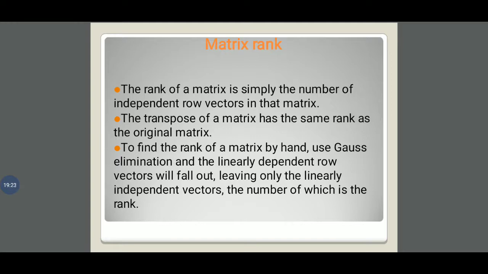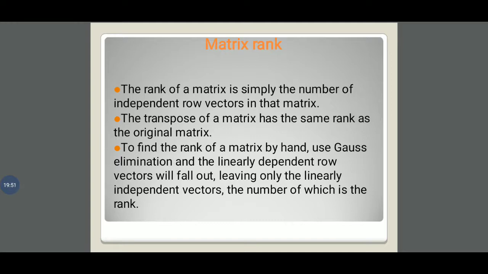Then there exists R is a set. We will consider a definition of a rank. A rank is a positive integer. First, at least one minor of order R which is not equal to 0, and every minor of order R plus 1 is equal to 0. That is the definition of the rank of a matrix in the form of minor.